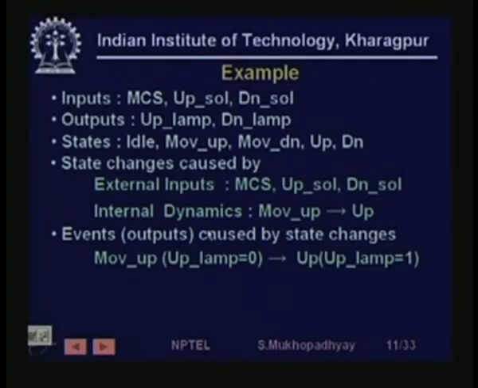Similarly, as we say, events are caused by state changes. For example, in moving up, up lamp is equal to 0. When there is a state change from moving up to up, up lamp becomes 1. So state changes also cause outputs.